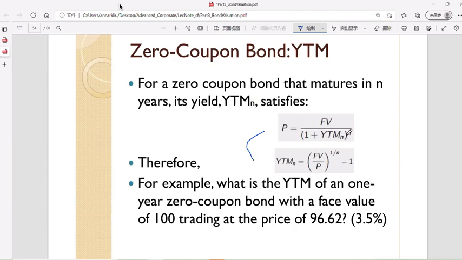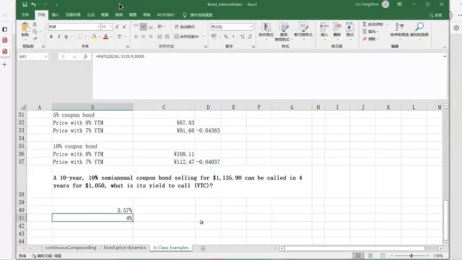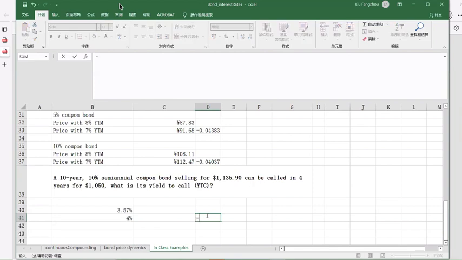Okay. So what's the yield to maturity of a 1 year zero coupon bond with a face value of 100, trading at the price of 96.62? Okay, so that's this one. Right? So let's double check that.